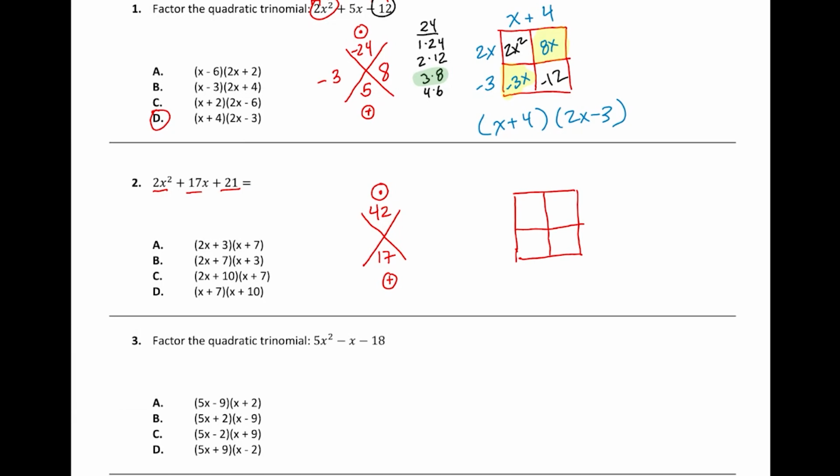The leading term, 2x squared, should go in the top left, and the constant term 21 should go in the bottom right.